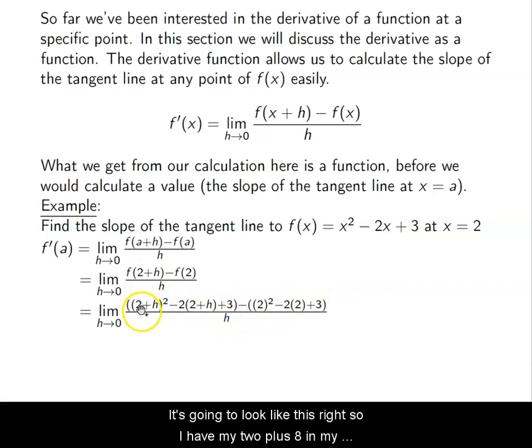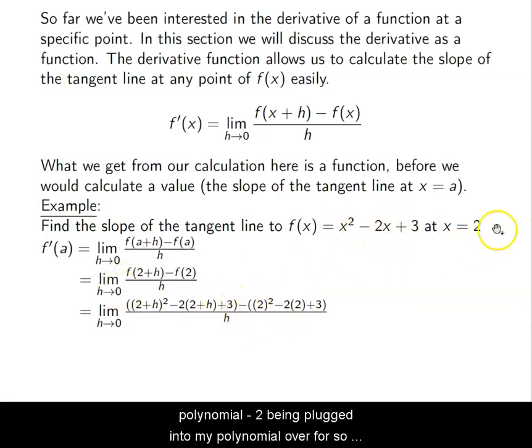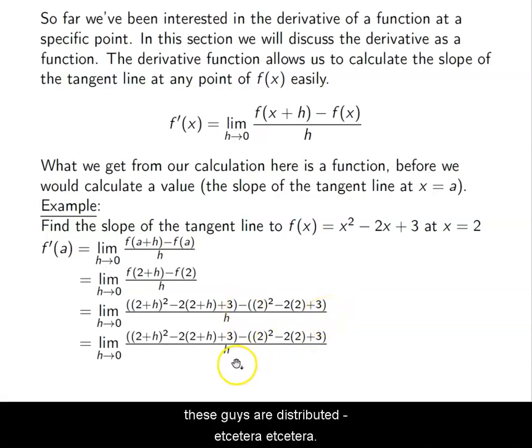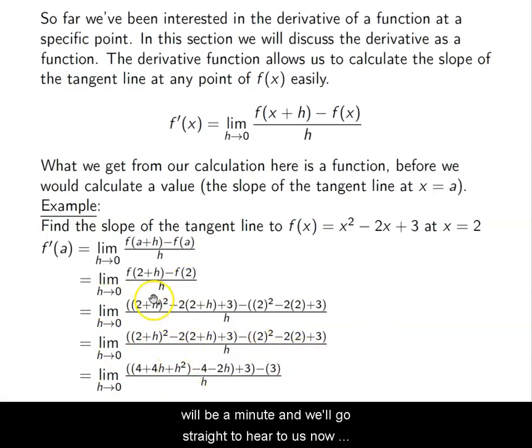So I have my 2 plus h in my polynomial minus 2 being plugged into my polynomial, over h. So this will be a perfect square. I'll distribute this negative 2. These 3's will end up canceling out. I'll find out what these values are, distribute this negative, etc. Okay. Here I have the same line repeated twice, so I'll make sure to take this out of the book, but it's not doing us any harm here in the video, so I'm going to leave it. But in the course reader, this will be omitted, and we'll go straight to here, to us now expanding, distributing, and the same thing here, simplifying this thing down, right?